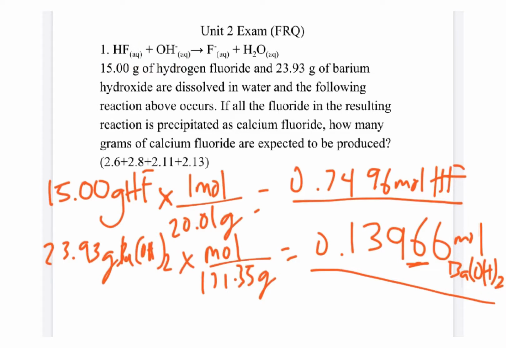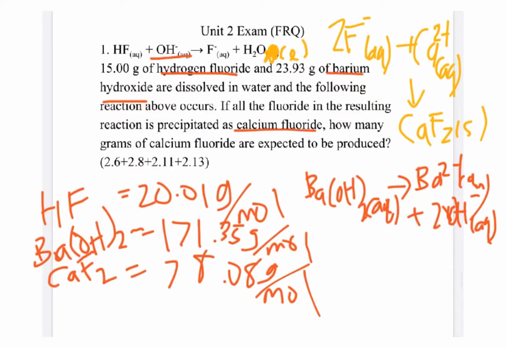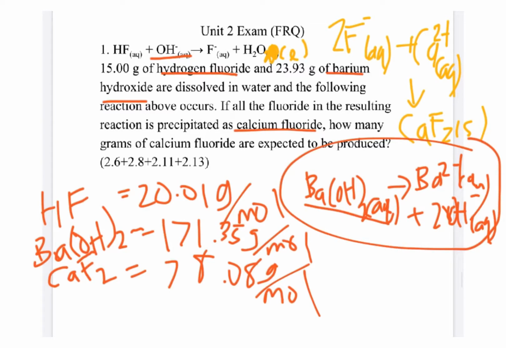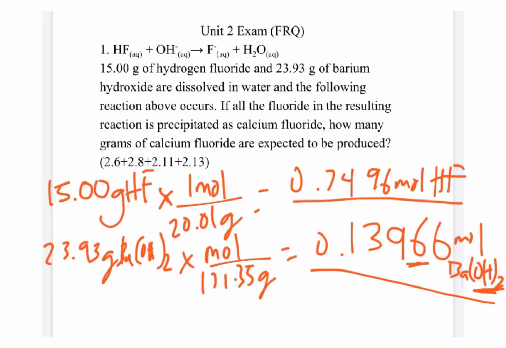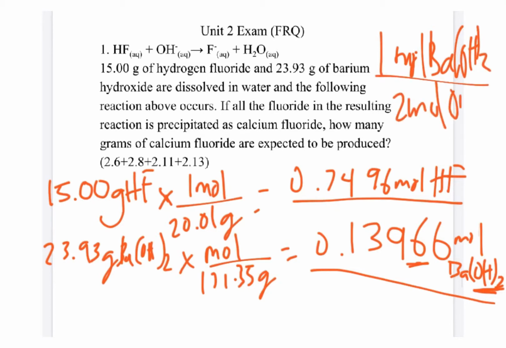For every 1 mole of barium hydroxide, there are 2 moles of hydroxide in it. So we can do a conversion factor based on this reaction over here, which claims that for every 1 mole of barium hydroxide, we produce 2 moles of hydroxide. And that makes sense. So for every 1 mole of barium hydroxide, we have 2 moles of hydroxide. And let's now convert this.